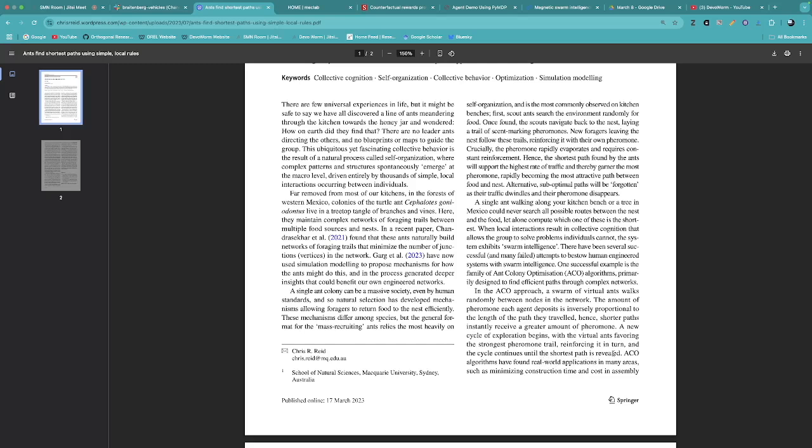So this is, I didn't think about this before, but there is a reinforcement learning aspect to ant colony optimization. And this would be, of course, this multi-agent reinforcement learning type of paradigm.